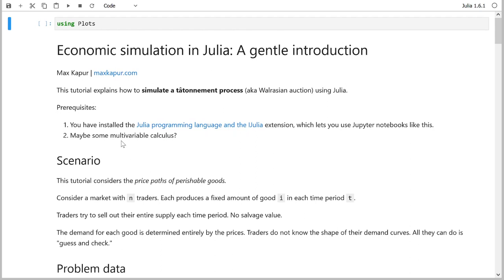The situation we're going to look at today is called a tâtonnement process, and this is a process that describes the price paths of perishable goods. That's a tongue twister. In our scenario, we're going to have a market that has N traders, and we could think of these traders as, say, dairy farmers. So each dairy farmer, indexed by i, is going to have a herd of cattle that produce a certain amount of milk in each time period.